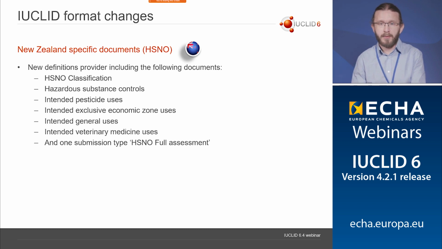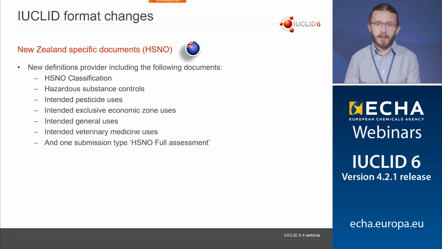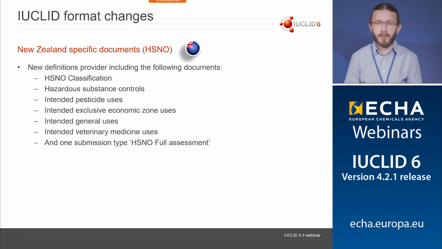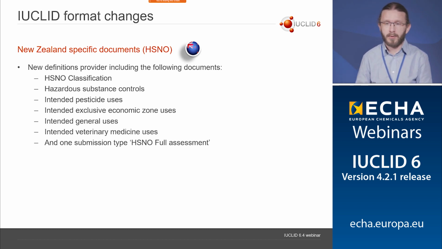In Euclid 6.4, we have also been working with New Zealand regulatory authorities to start preparing Euclid for their needs. This includes the specific classification and labelling information in New Zealand, hazardous substances controls, some information on uses for pesticides and veterinary products, and also generic uses for substances.